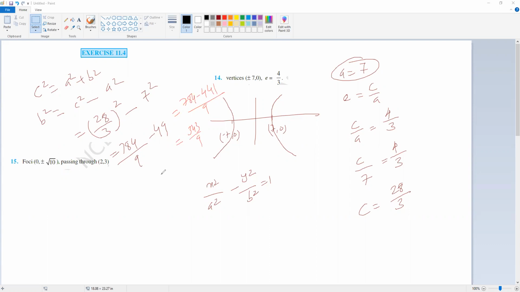So b square का वैल्यू मिला. So आपका इक्वेशन x square by a square, that is 49, minus y square by b square, that is 343 divided by 9, is equal to 1. So ये आप लिख सकते हैं x square by 49 minus 9 y square divided by 343 is equal to 1. That's the equation.